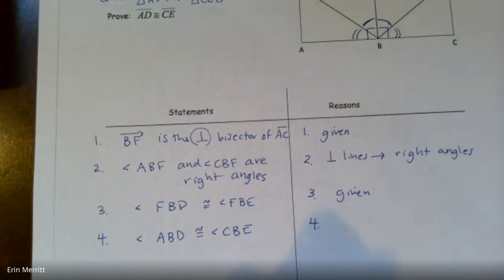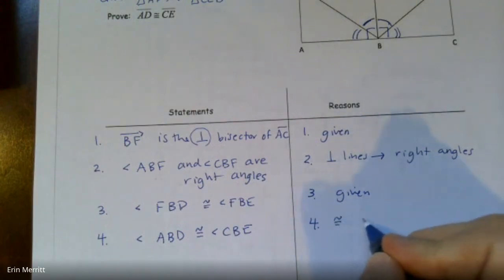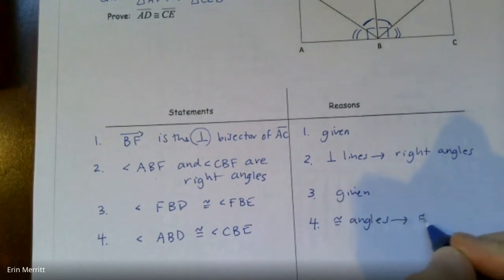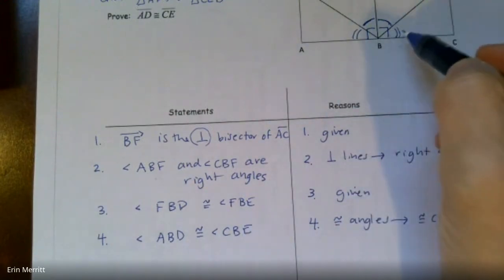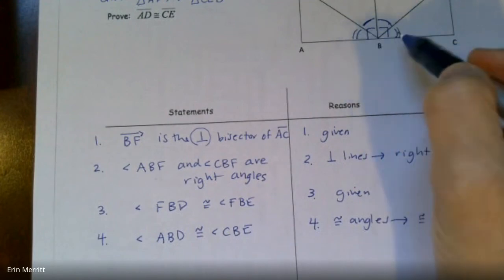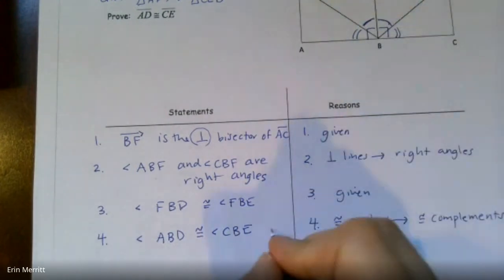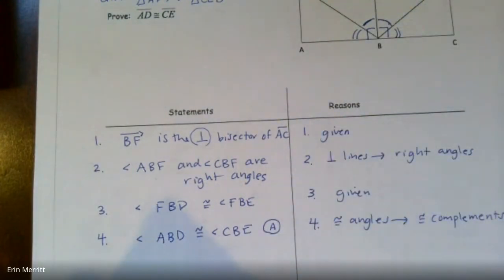And then our reasoning over here is that congruent angles implies congruent complements, or congruent complementary angles, however you prefer to say it. Cool. All right. Those little angles that we just proved, those are in the triangles that we want. Put an A next to it. All right. Now, if we keep going, let's see.